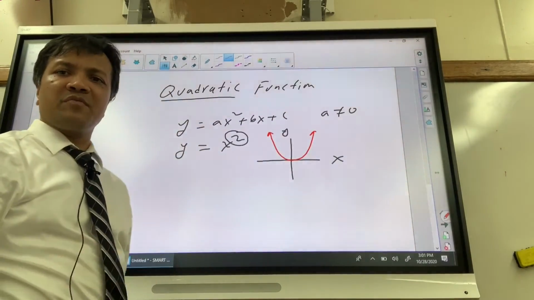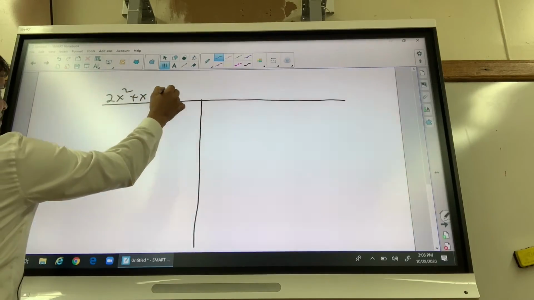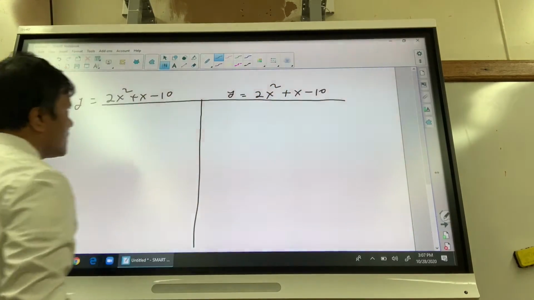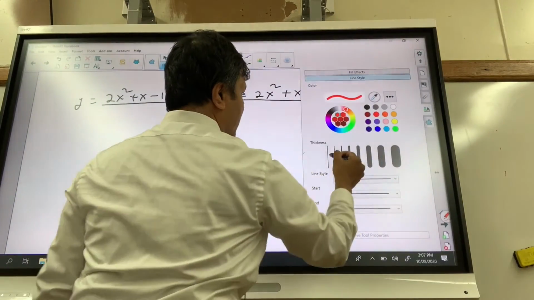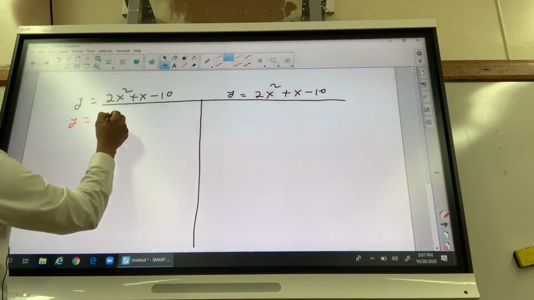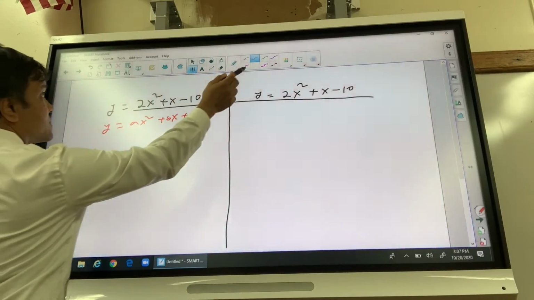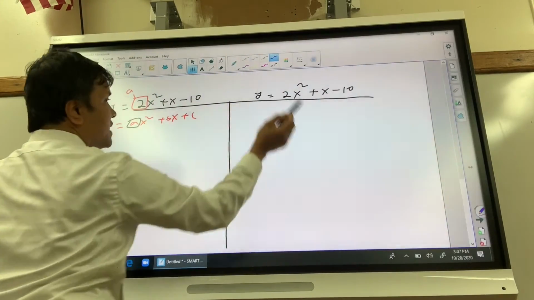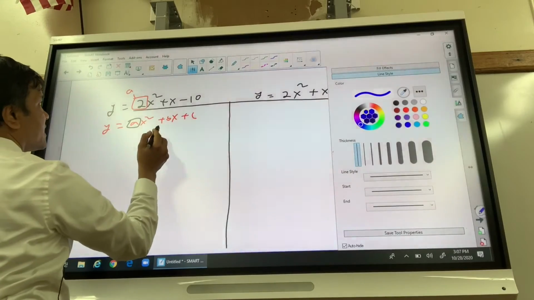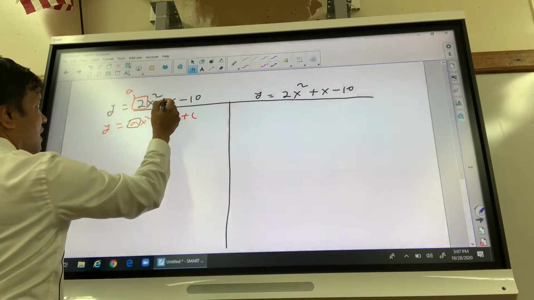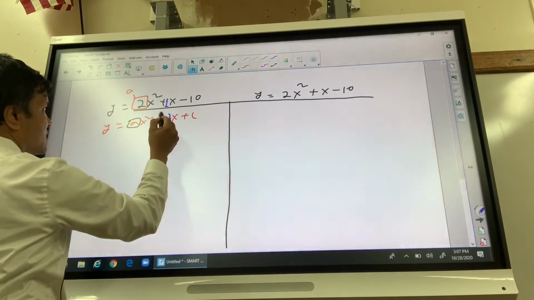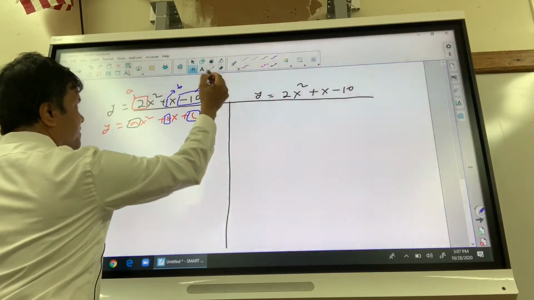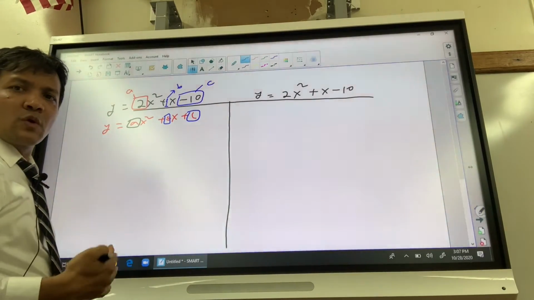So now let's create a quadratic problem. So y is equal to 2x squared plus x minus 10, we're going to solve it two different ways. Alright, so in the beginning we said that the parent function for quadratic equations is y equal to ax squared plus bx plus c. So a is 2. B is 1, because if there is no coefficient, then it is 1. So b is 1. C is negative 10.